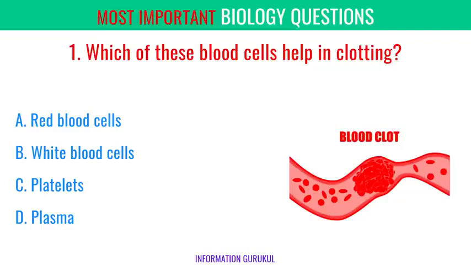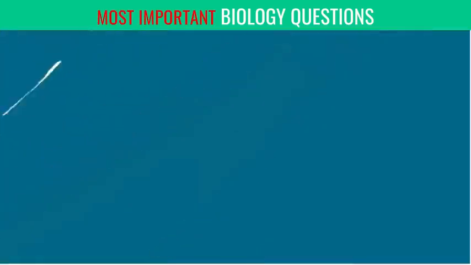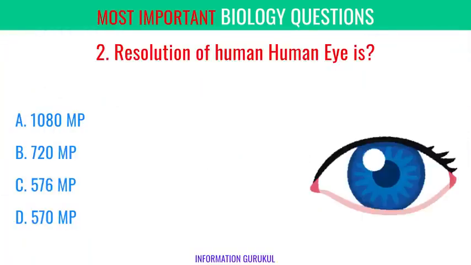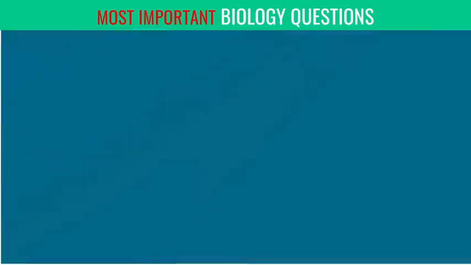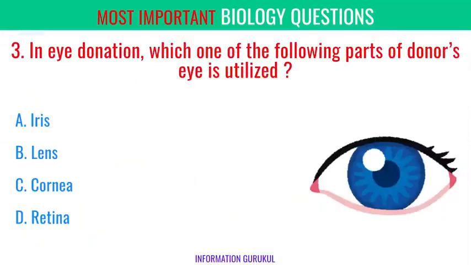Which of these blood cells help in clotting? Platelets. Resolution of human eye is 576 megapixels. In eye donation, which one of the following parts of donor's eye is utilized? Cornea.